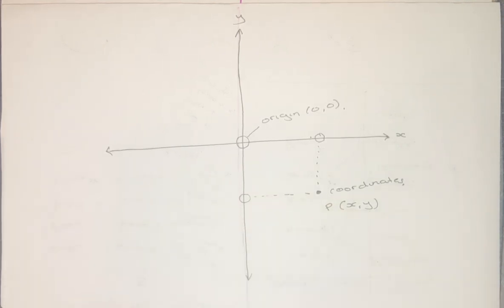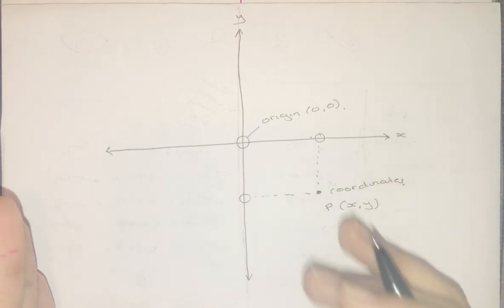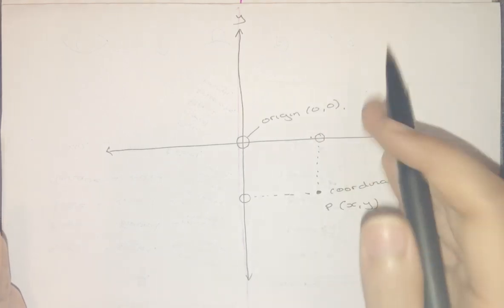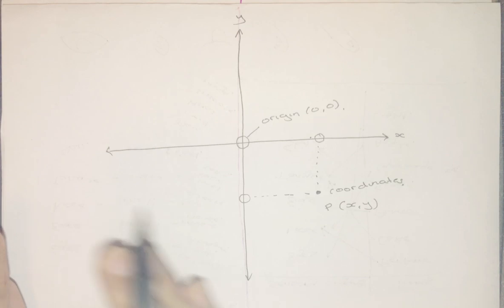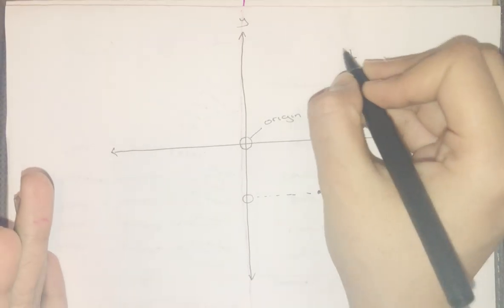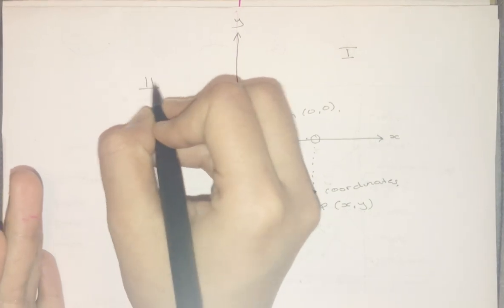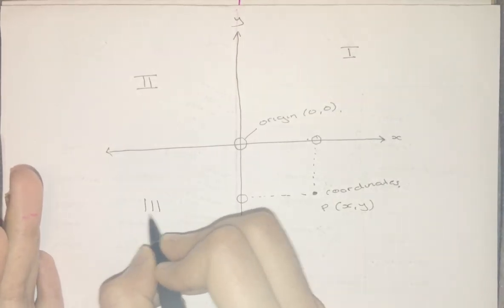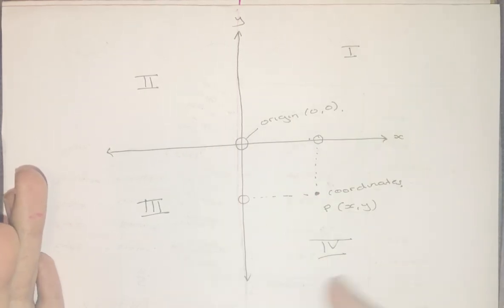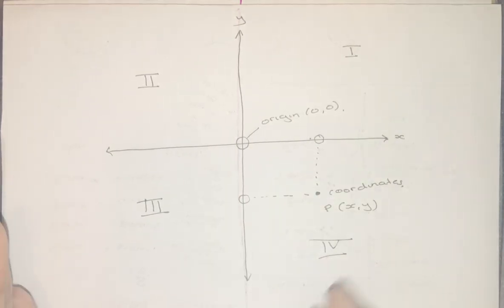Before I go to that, if you can see this well, the coordinate plane is divided into 4 sections. So you have 1, 2, 3, and 4. They're called quadrants. So this is the first quadrant, the second quadrant, the third quadrant, and the fourth quadrant. This is the way they're usually labeled, in Roman numerals and not normal numbers.